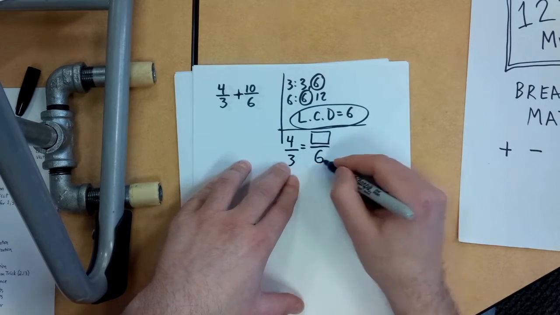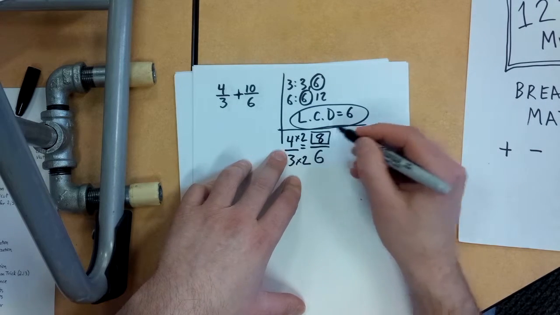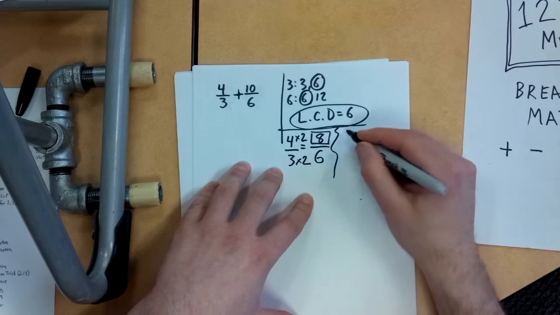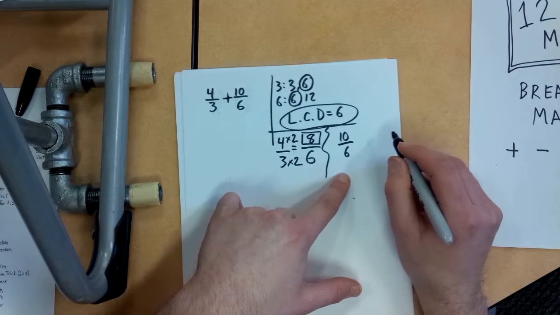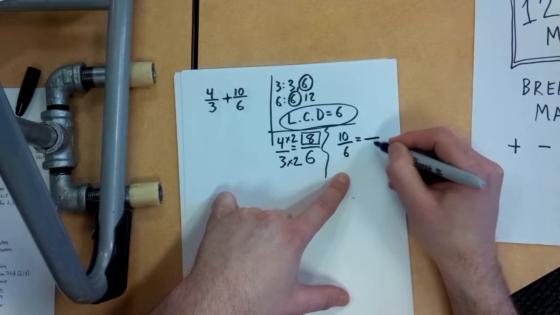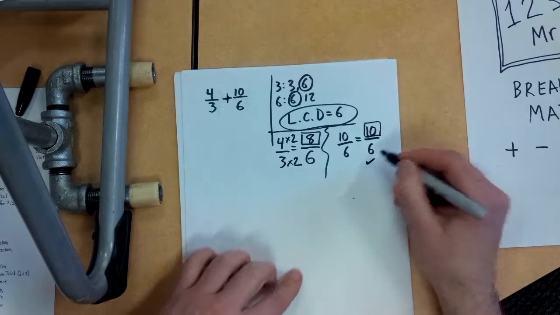Now to go from 3 to 6 I had to double it. So that means I have to double this one as well. That's going to give 8 over 6. And then 10 over 6, well, it's already out of 6, so I don't have to do anything. If you really want to show your work, you can just say 10 over 6 equals 10 over 6. There's nothing wrong with that.